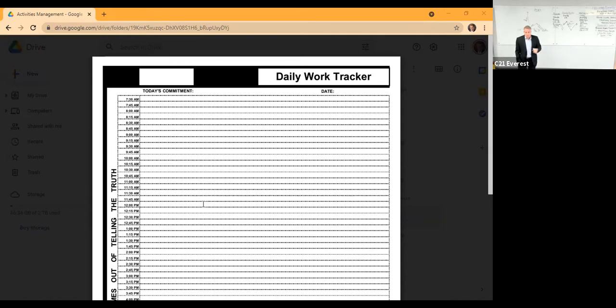So at the end of the day, you want to write down how many hours you spent doing indirectly productive things, which indirectly productive is prospecting.